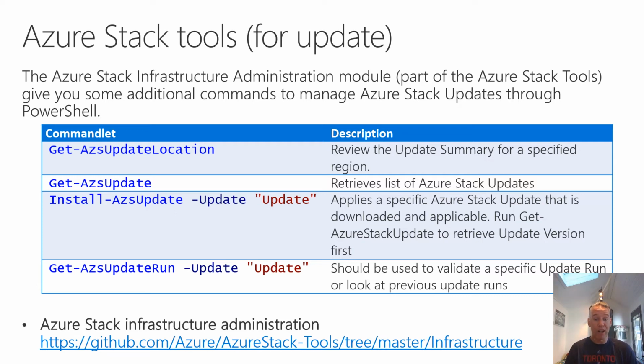You can retrieve the list of Azure Stack updates that are available on your system. You can install a particular update, and you can validate a previous update run if you want. So you can look at the logs or see what happened during the update. Again, all this stuff is available both through PowerShell, and most of the PowerShell things are available in the portal.